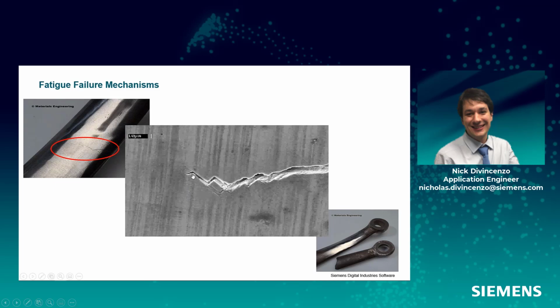And then when we apply a loading to the material, this crack starts to propagate, so it gets bigger and bigger. You can see this crack propagating through the material, and then eventually, once the crack reaches a certain size, it starts to propagate unstably through the material and causes fracture.